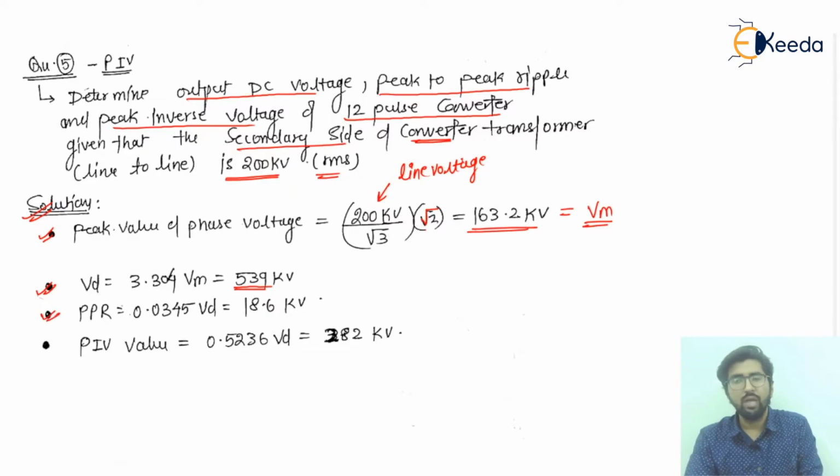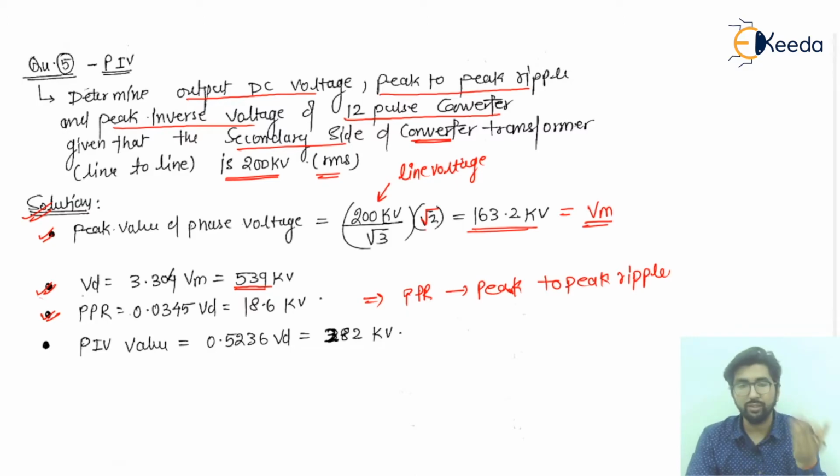Now we are moving to the PPR, the peak to peak ripple. The peak to peak ripple is 0.0345 VD, and you can check the previous lectures where I have already told you about that. We used pi by 4, then subtracted pi by 3, and some value came in terms of VM, then you have to use it in terms of VD. So that factor is 0.0345 and that is multiplied by VD. Multiply them, and you are going to get 18.6 kilovolt.